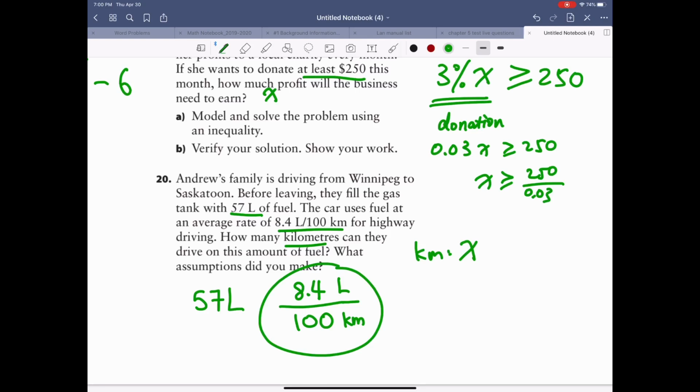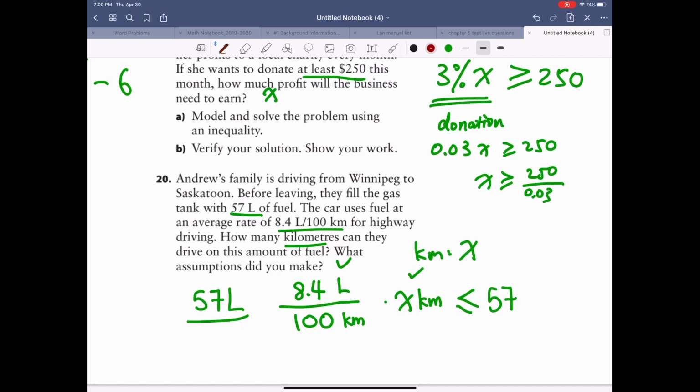So 8.4 liters per 100 kilometers, that's basically telling you a rate, okay? If you divide those two, it's a unit rate. I'm just going to leave it as a fraction here, and I would say that times x kilometers, because the kilometers and kilometers can cancel out, okay? So that's the rate, and we multiply it by how much distance we're driving, and we want it to be under the limit of our fuel. So smaller or equal to 57 liters. Okay, that will be the final equation. I'm going to highlight it here. Okay, that will be the final equation.